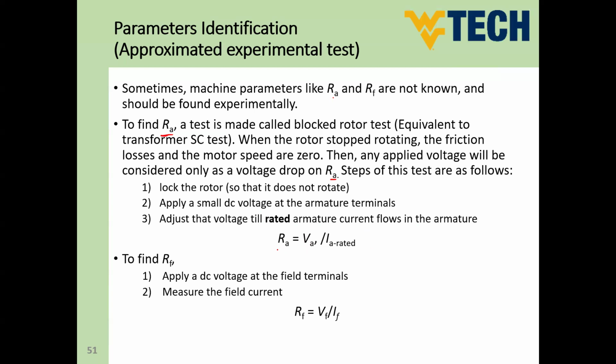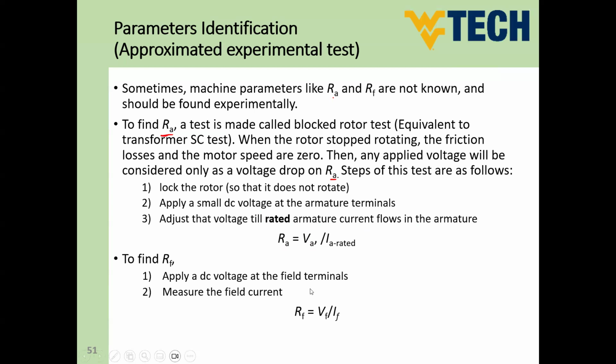So this is how to calculate. Or if you measure the power, you can get the resistance as power divided by I squared. So both are acceptable. This is for the armature resistance.